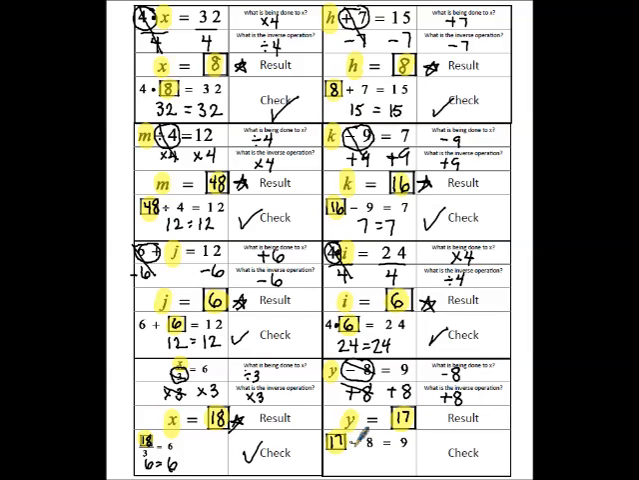And on the right side, 9 plus 8 is 17, but 17 minus 8 is 9, so we see that 9 checks out, and 17 is our final answer. Make sure you don't put 9 as your answer, and you're putting 17 as your answer, because y is equal to 17.